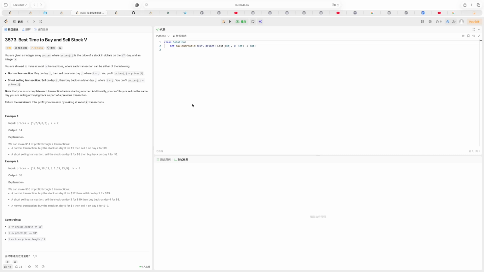And a short selling transaction: sell on day i, then buy back on a later day j, where i is smaller than j. Your profit will be prices[i] minus prices[j]. Note that you must complete each transaction before starting another, and you can't buy or sell on the same day you are selling or buying back as part of a previous transaction. Return the maximum total profit you can earn by making at most k transactions.